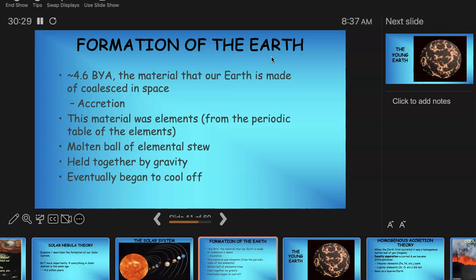4.5 billion years ago, the material that our Earth is made of coalesced in space. We use the term accretion. This material was elements, okay? We're made of elements. And we had this lovely molten ball of elemental stew, as I like to say. It was held together by gravity. And as you probably noticed, it is no longer a fiery molten ball. It did cool off. We have a crust, which we mentioned in the previous section. And as you may or may not have noticed, probably just from the news, but every so often it leaks, so it's not entirely cooled off.